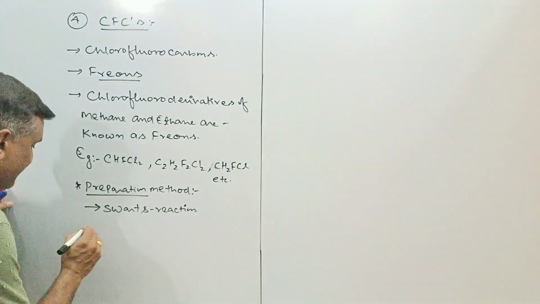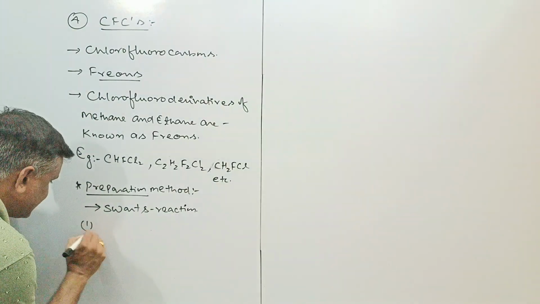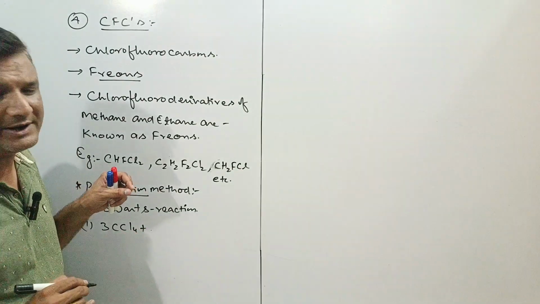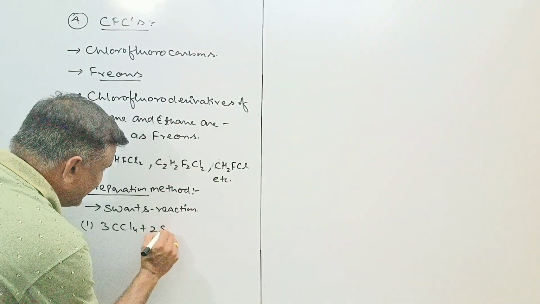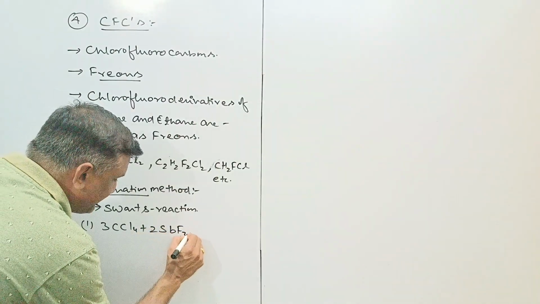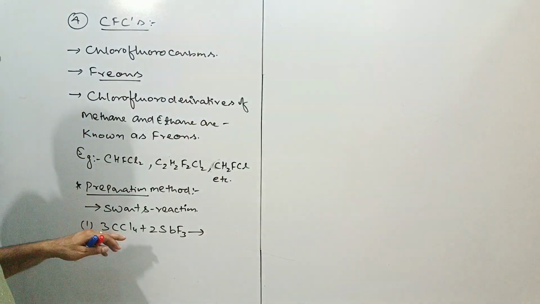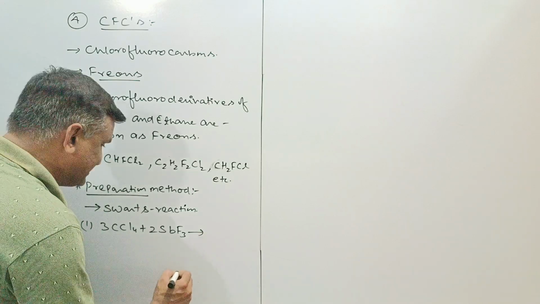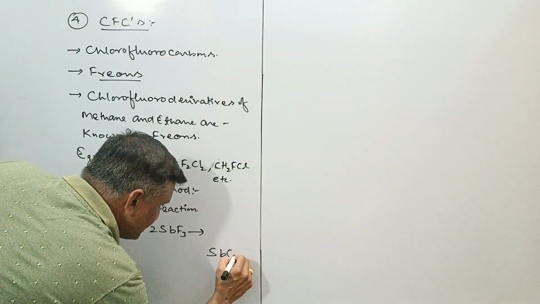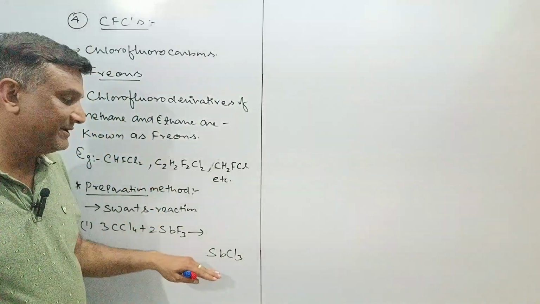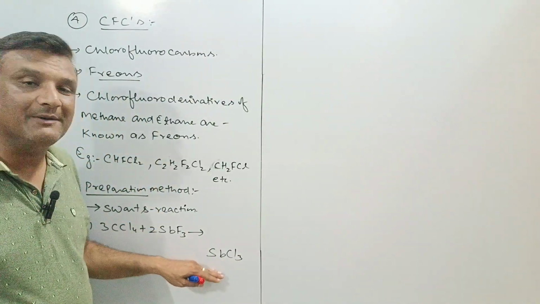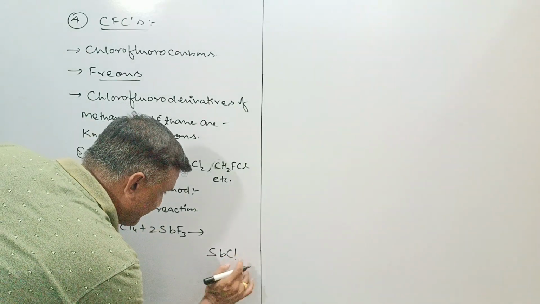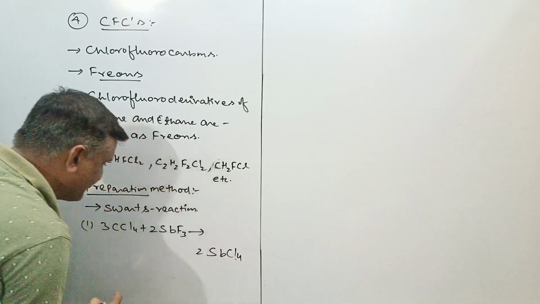Now the time to discuss the preparation method. Here we can take 3 CCl4 as carbon tetrachloride, and 2 SbF3. Now, on the formation side, SbCl3 is formed as antimony chloride. It is a very important compound, and its valency is 3, and we can take 2 as the molecule.